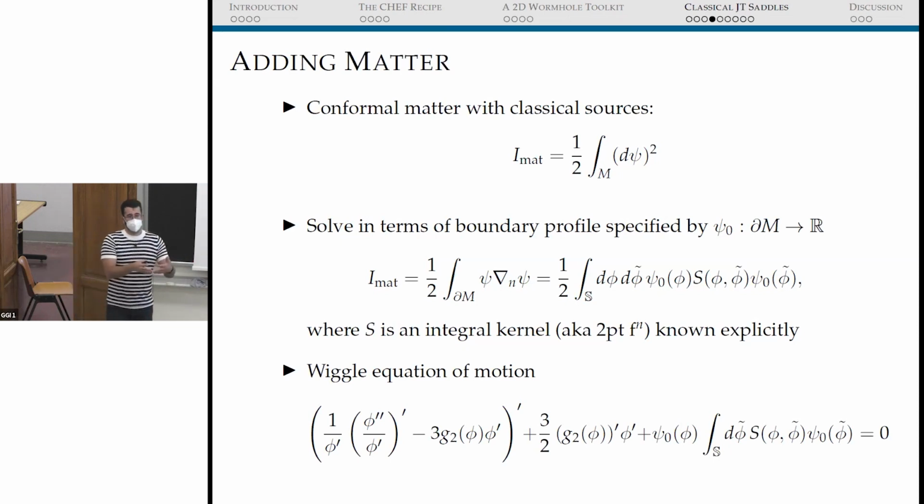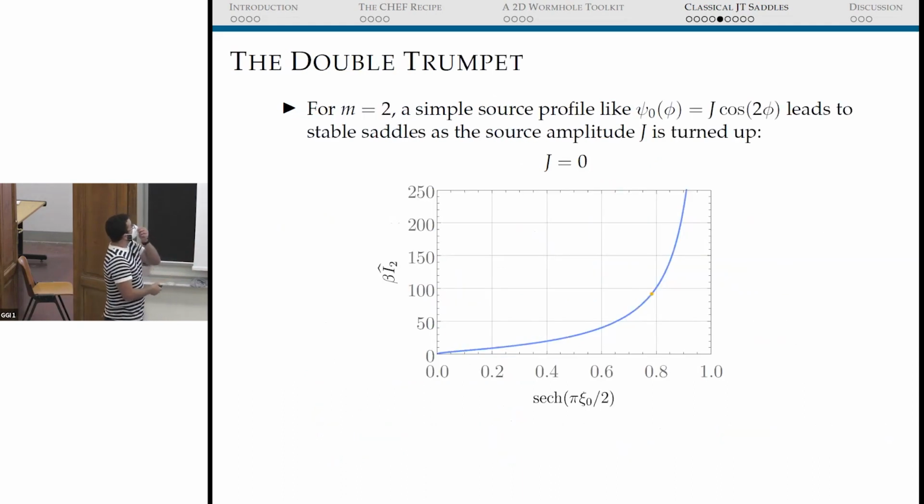There's a non-trivial dependence between where the boundary lies and how we source the scalar. So we are not able to solve this analytically, but we can do some numerics, and that's what we did. As a warm-up, we can try to see if our theory can stabilize wormholes for n equals 2, the double trumpet. And the answer turns out to be yes.